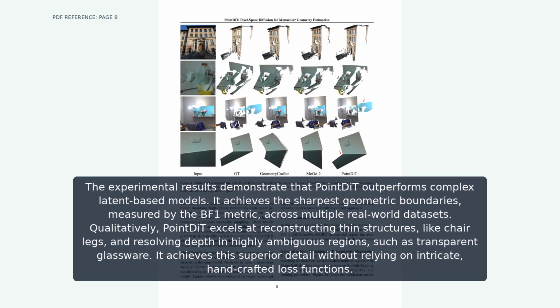The experimental results demonstrate that PointDiT outperforms complex latent-based models. It achieves the sharpest geometric boundaries, measured by the BF1 metric, across multiple real-world datasets. Qualitatively, PointDiT excels at reconstructing thin structures, like chair legs, and resolving depth in highly ambiguous regions, such as transparent glassware. It achieves this superior detail without relying on intricate, handcrafted loss functions.